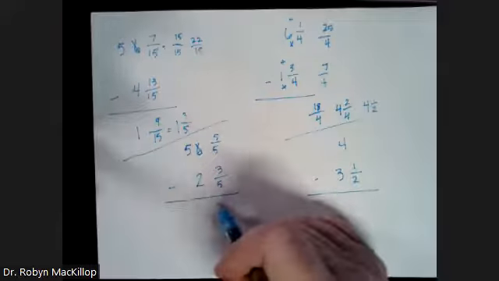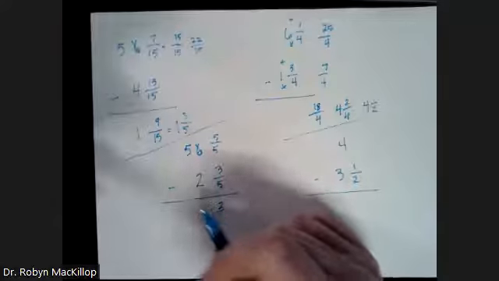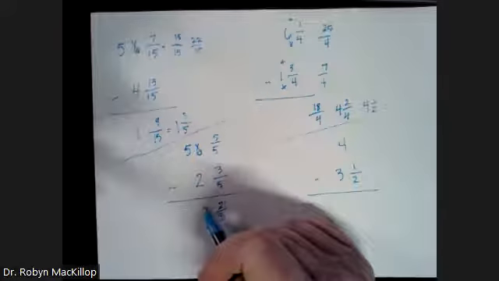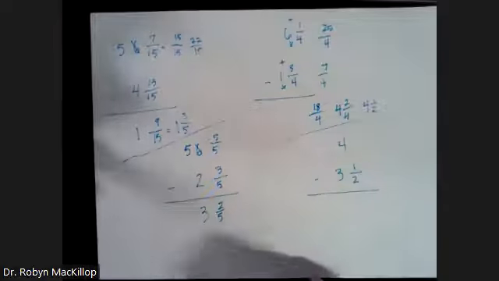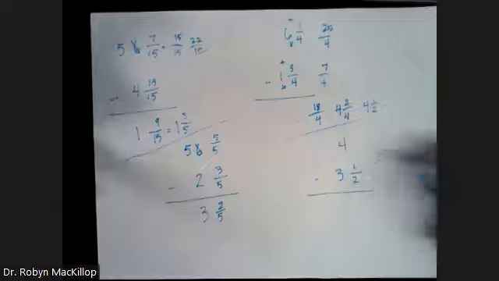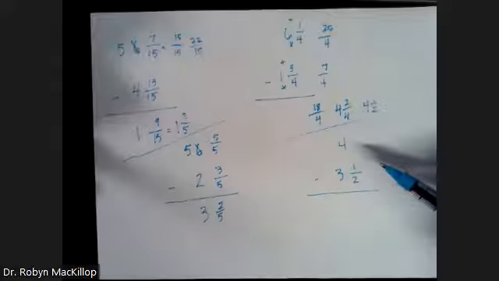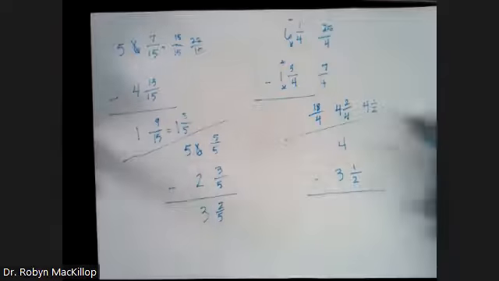5 minus 3 is 2 over 5. 5 minus 2 is 3. You're all done. You don't need to reduce. So let's try that again. Again, this one you could probably figure out. If you've got 4 and you take away 3 1/2, you know your answer is going to be 1/2. But let's do it the long way.